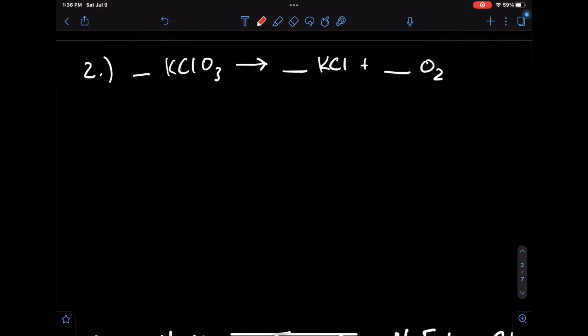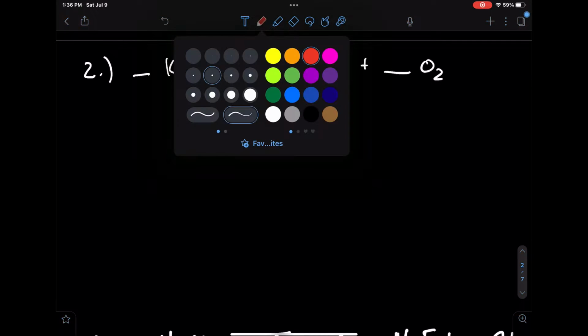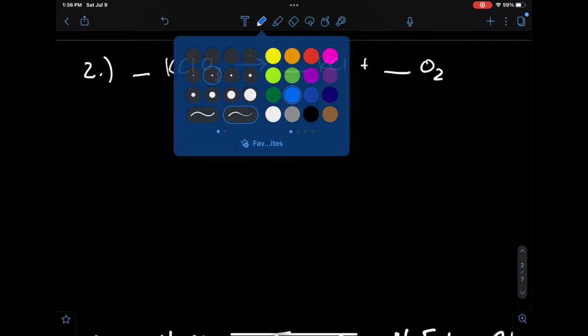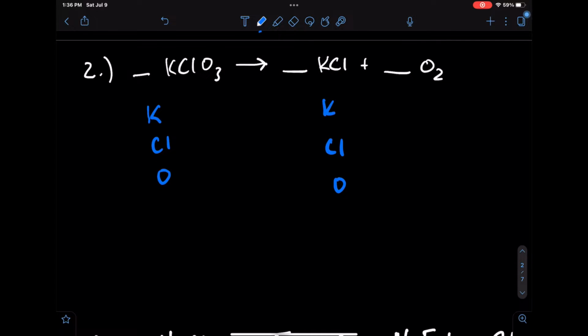For the second problem, it's a little bit more complex, but these are the same steps you use when balancing equations every time. We're going to start by listing the atoms in a table. For number 2, we have potassium, chlorine, and oxygen on the left and on the right. It's good to make a table to start off so that you know everything on the left is going to equal the same thing on the right. If we have an element on the left that's not on the right, then we know that the chemical equation is not correct.